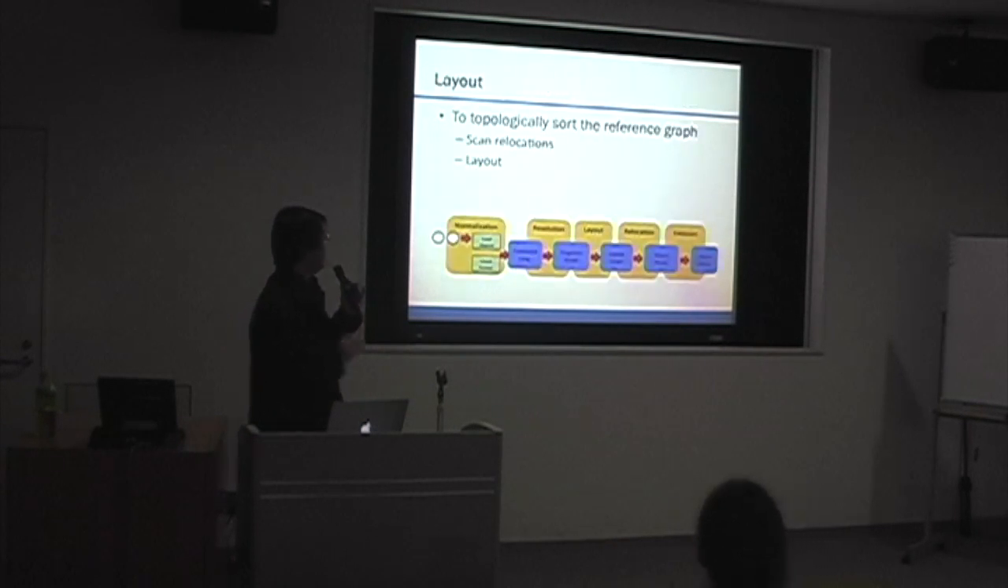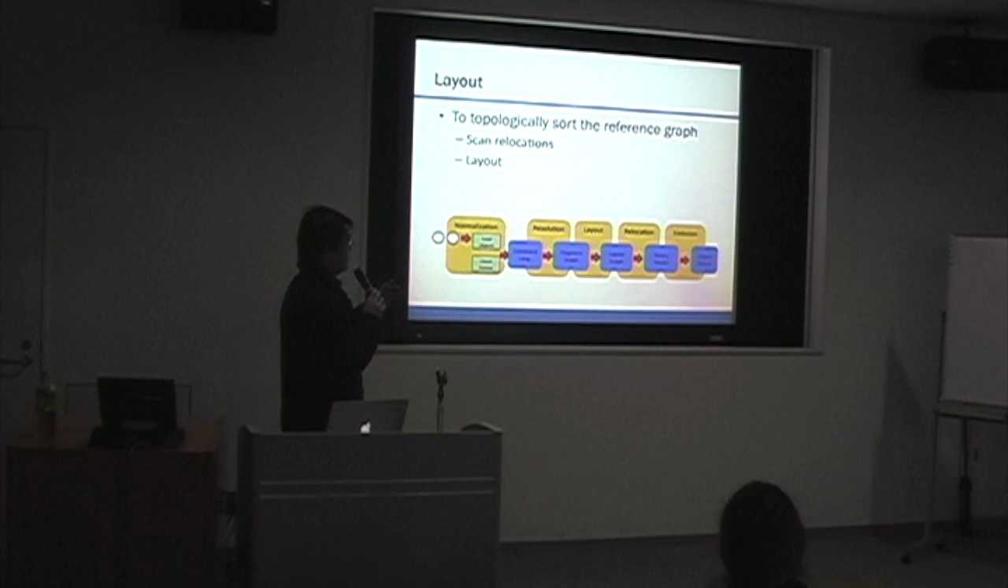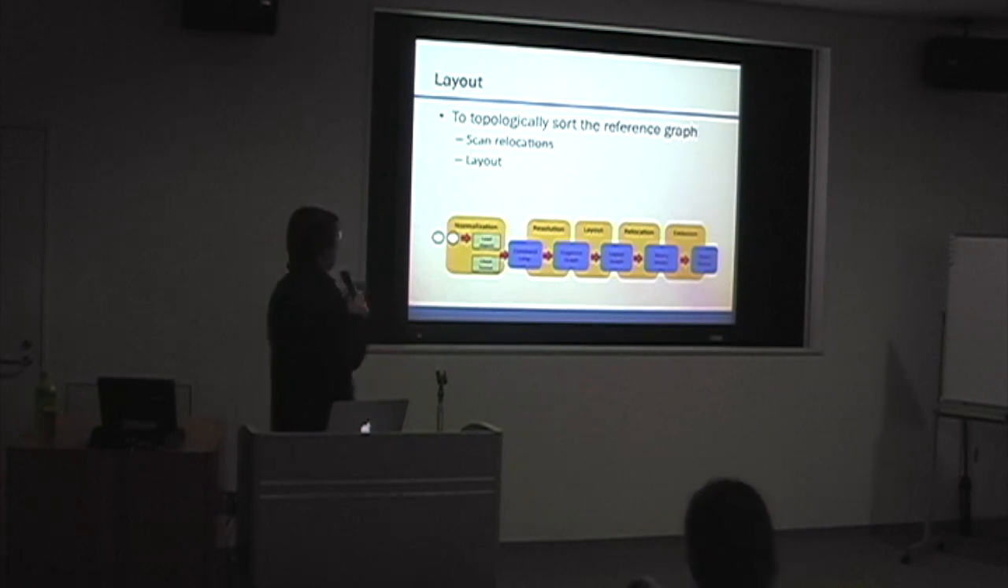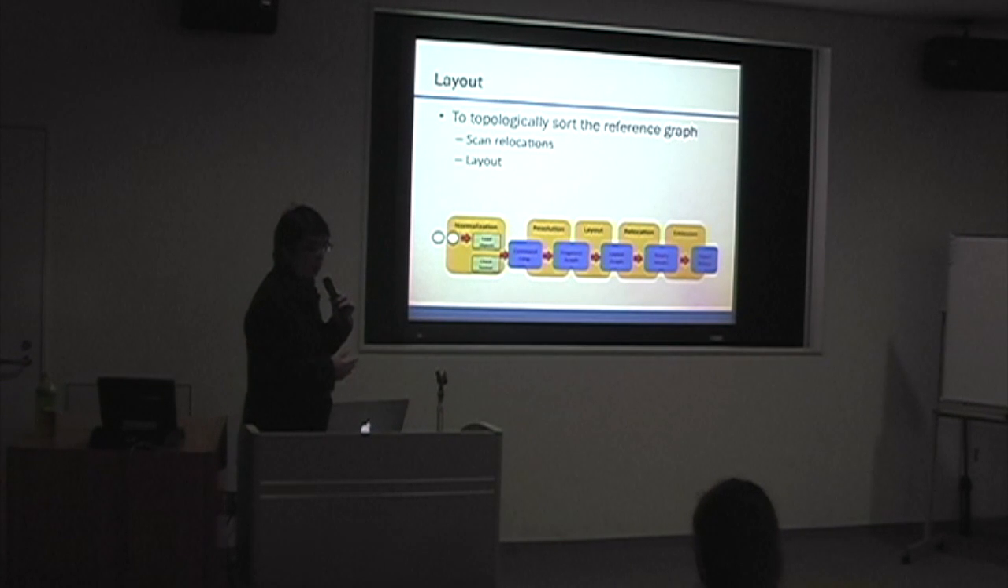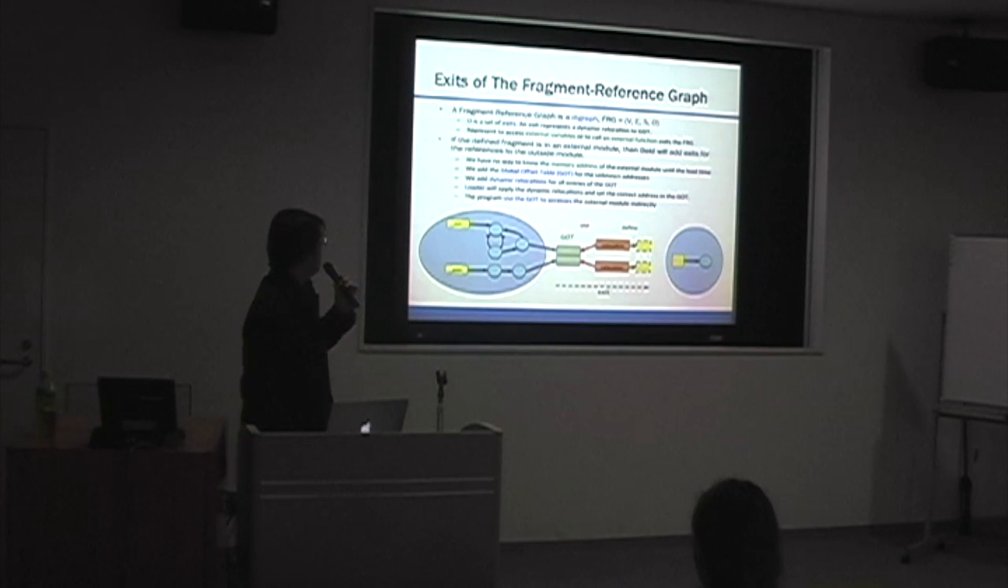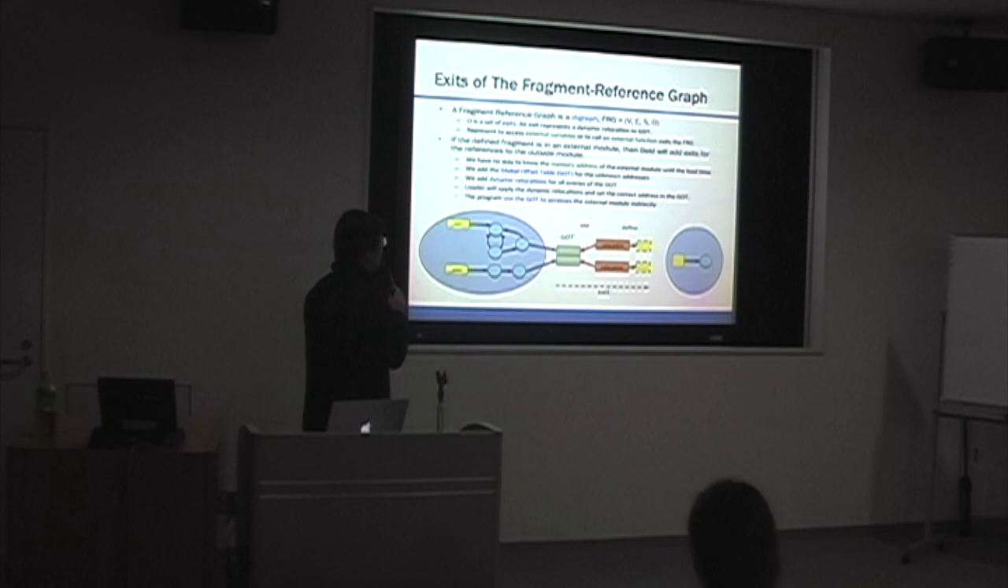Okay, and the next stage is layout. Although we have this graph, we still do not have the order of all fragments. So what is layout? Layout is a process to find out the topological sort of a fragment reference graph. And before mentioning the algorithm of layout, we must mention the last part of a fragment reference graph, the exit.